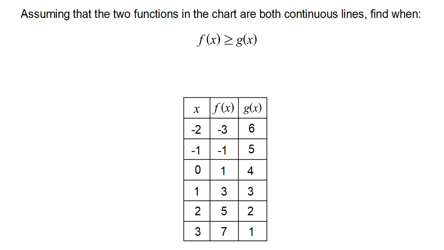And our last one here, f of x is greater than or equal to g of x. They equal each other when x is 1. And we want f to be more than g. So 5 is more than 2, 7 is more than 1, but 1 is less than 4, negative 1 is less than 5, negative 3 is less than 6. We don't want this section. We want this section. We want the numbers where we are greater than 1.